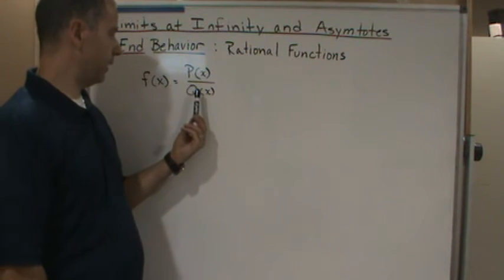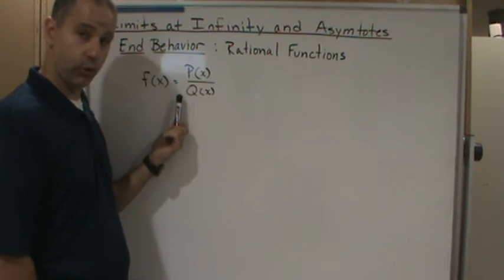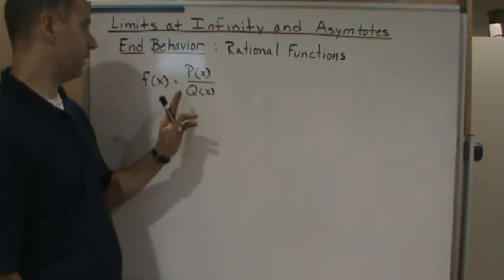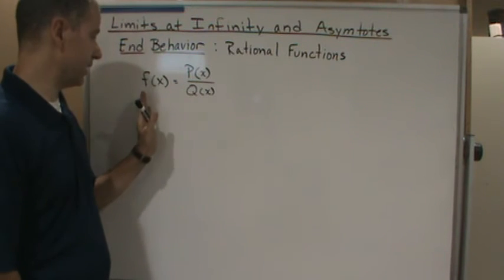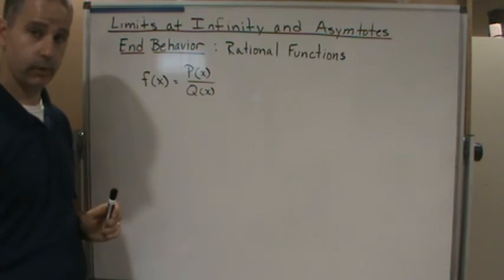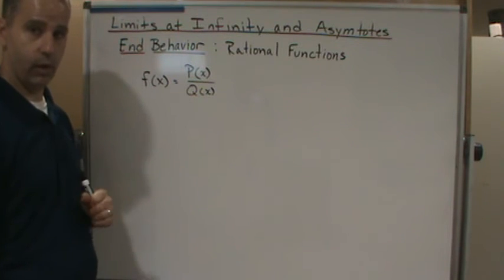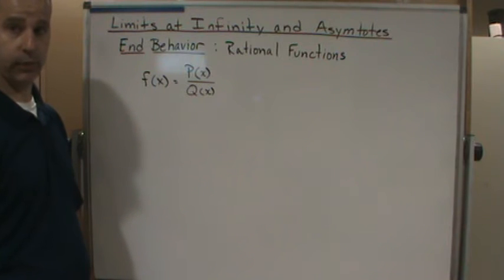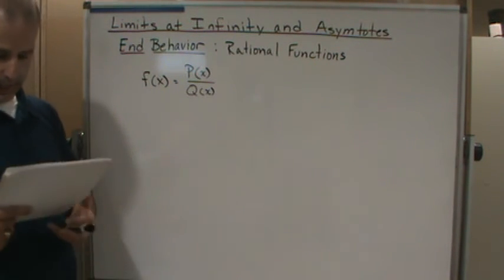If the degree of the top and the bottom are the same, then the limit is going to go to the ratio of the two leading coefficients. And if the degree on the bottom is bigger than the degree on the top, then this thing goes to 0. And so it'll have a horizontal asymptote at y equal to 0, the x-axis.